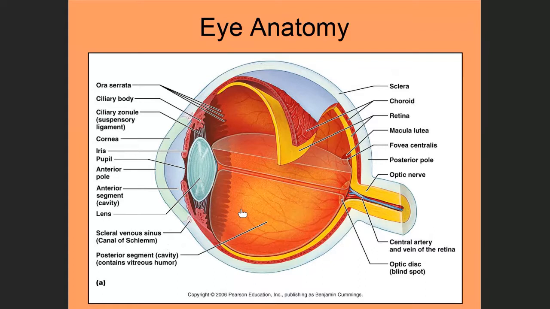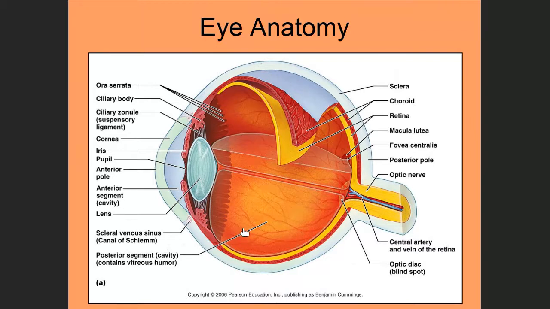But the other thing that the vitreous humor does back here that's really important to the function of the eye is it keeps this innermost layer that we talked about, the retina, actually pushed up against the back of the eye. There is nothing that physically attaches the retina to the other layers of the eye wall. It's just the pressure from this vitreous humor that holds it in place.